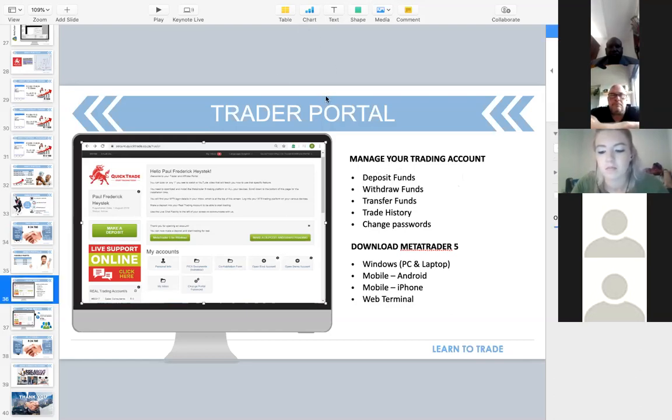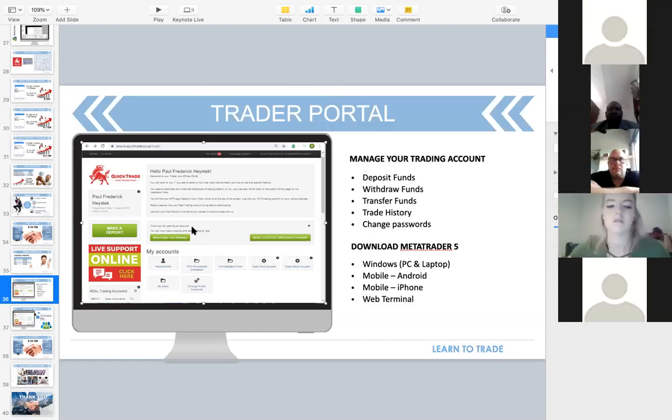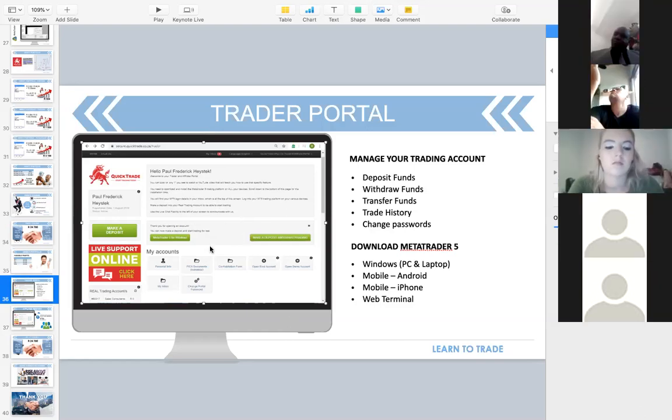So when it comes to the affiliate program, every single client that starts with Stock Market College is going to get a trader portal. Now, a trader portal is basically a self-help banking app for your trading account, like I showed you guys yesterday. On this trader portal, there are many buttons that they can push to access different things. But the most important is that you can deposit funds through here. You can withdraw funds through here. You can transfer funds. You can look at your trading history. You can change your passwords.